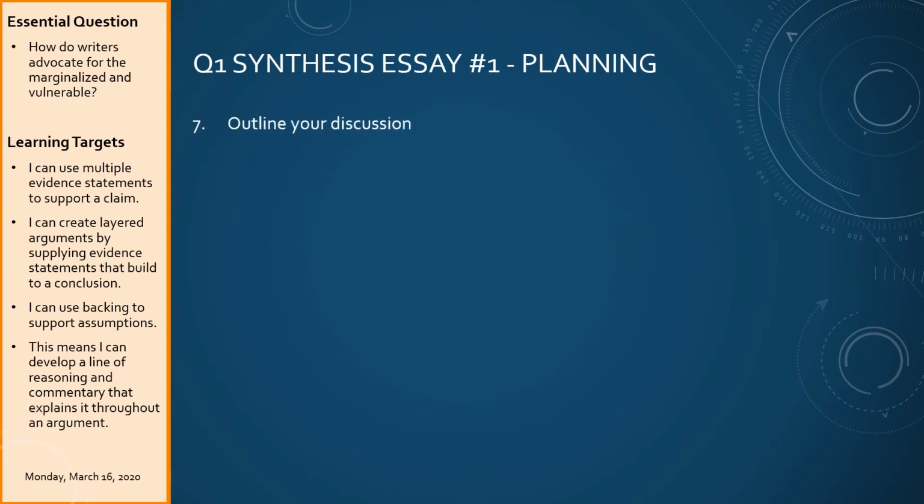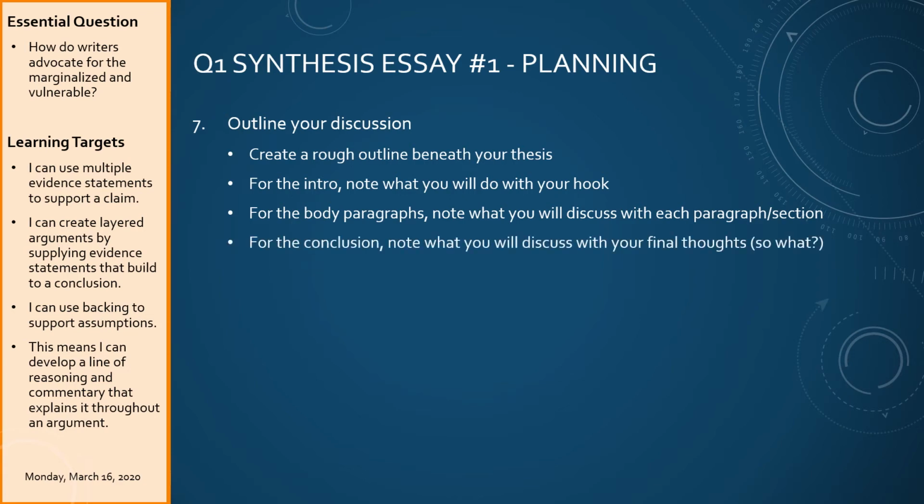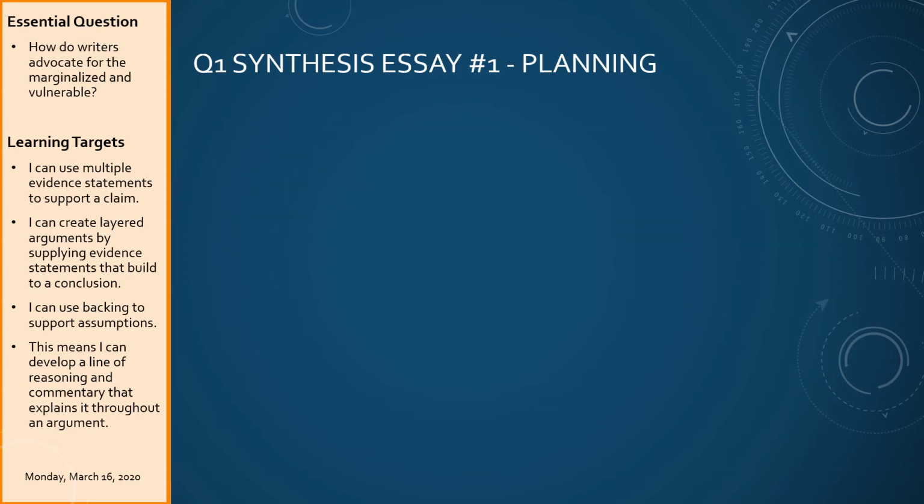All right, we get to step 7. Step 7 is outline your discussion. On your prompt sheet, go ahead and create a rough outline beneath your thesis statement. For the intro, note what you plan to do with your hook. For the body paragraphs, note what you will discuss with each paragraph or each section. And then for the conclusion, note what you will discuss with your final thoughts, that so what question and how you're going to answer that.